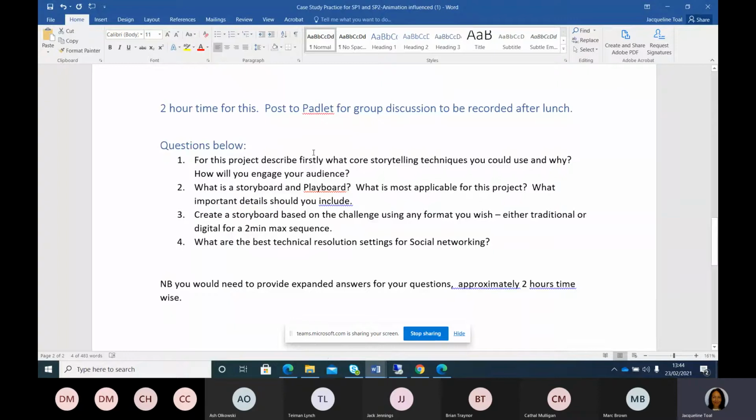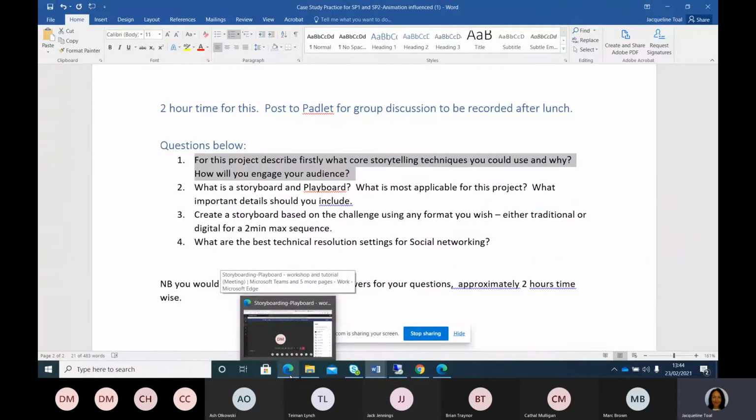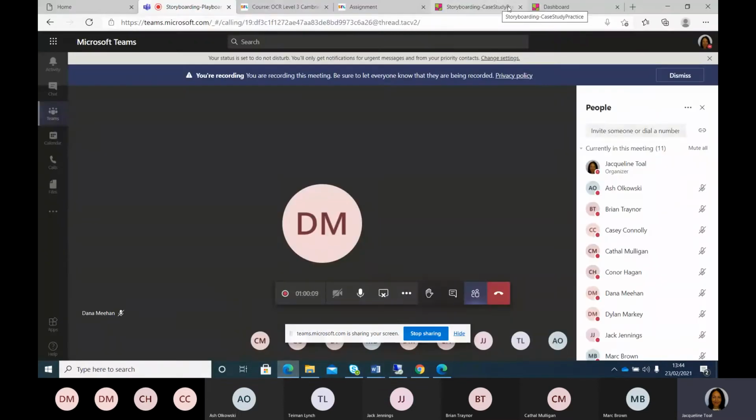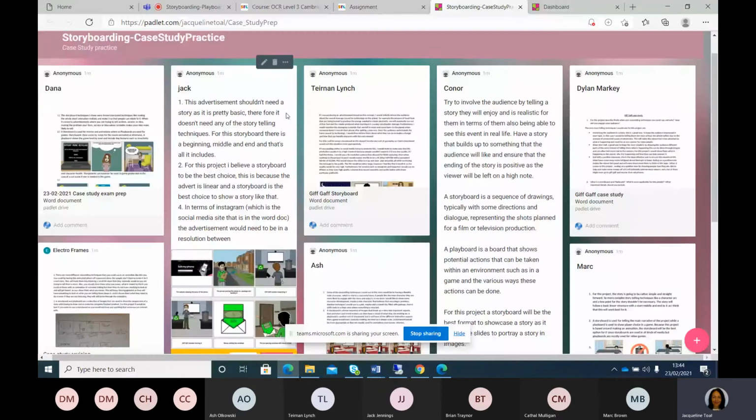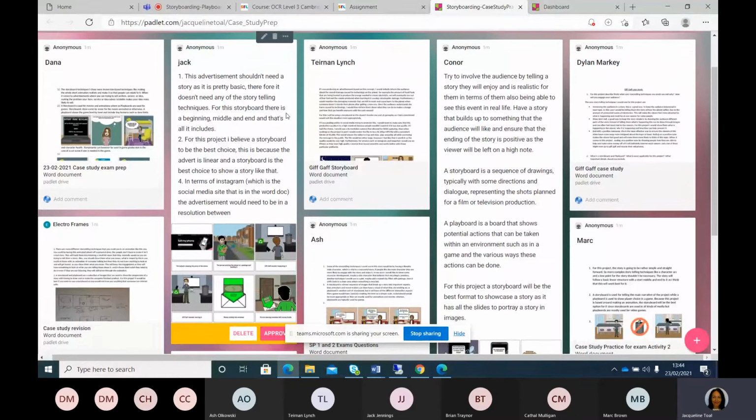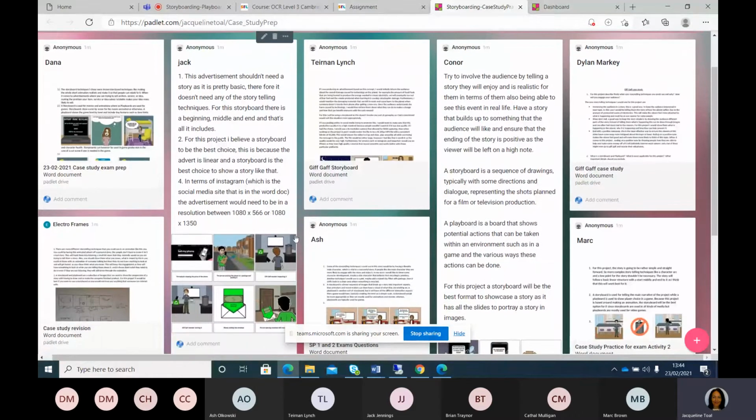So if I go through the first question, number 1, storytelling techniques. If we come to our Padlet here, I'm just going to pick random names to talk about the first question. So Jack then. What sort of key storytelling techniques would you have thought for this project?